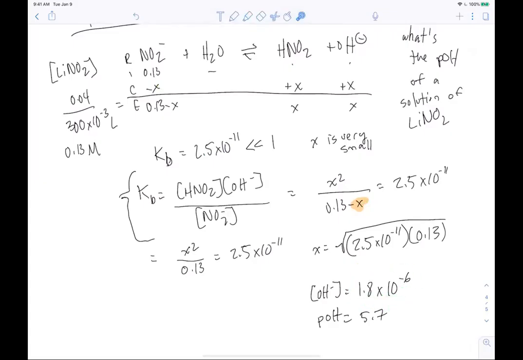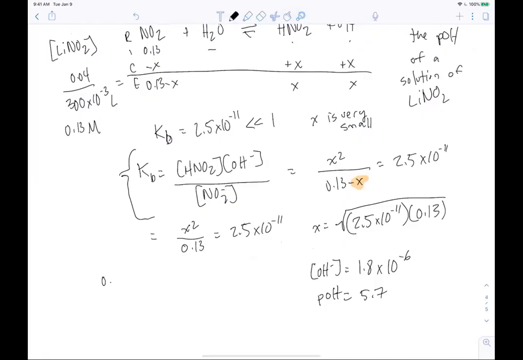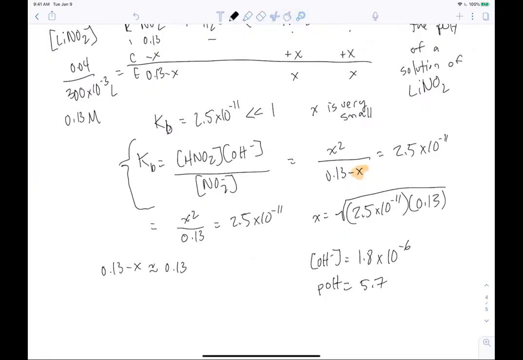I can come back and compare that to this number up here. So really the approximation that you're testing is you're saying 0.13 minus x is approximately 0.13. And you could set a limit on that. You could say, well, within like 5%. So if it's 0.129 or something, that's close enough for us.